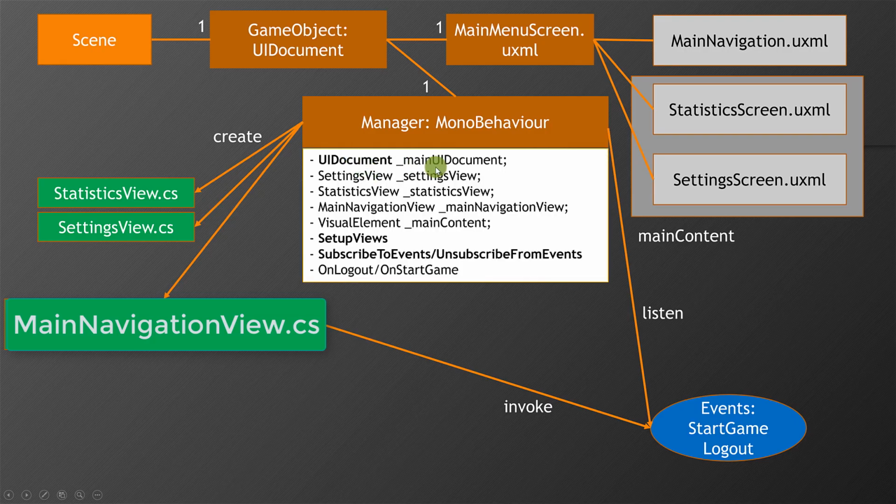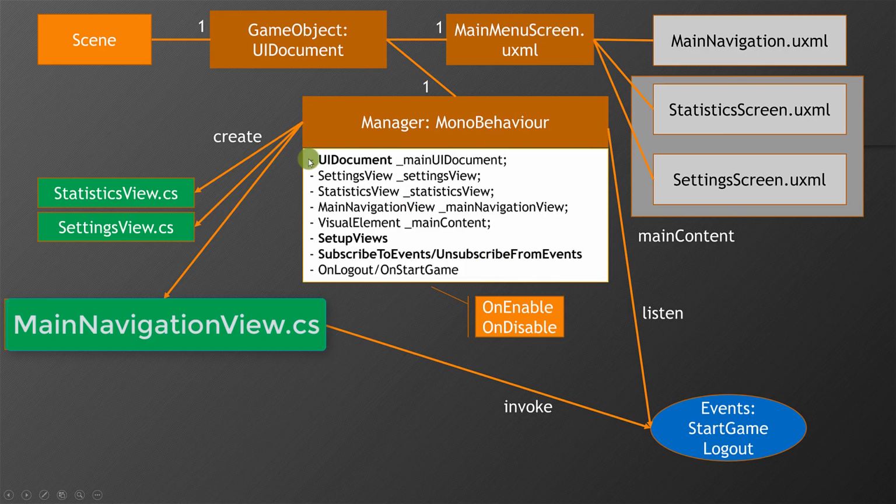The manager has access to this UI document and hence may set up the views and create instances of StatisticsView, SettingsView and MainMenuView, where we pass these visual elements as a parameter in the constructor. In addition, we implement private methods to subscribe to events and unsubscribe from events, and methods handling these events. And this we will do in OnEnable and OnDisable when everything is available.